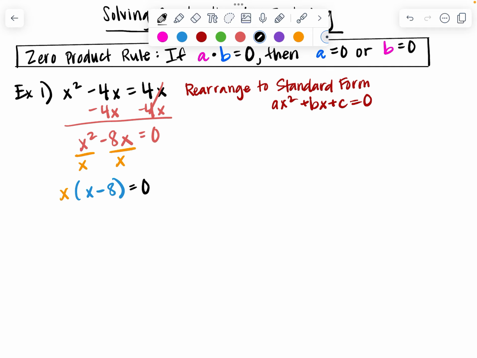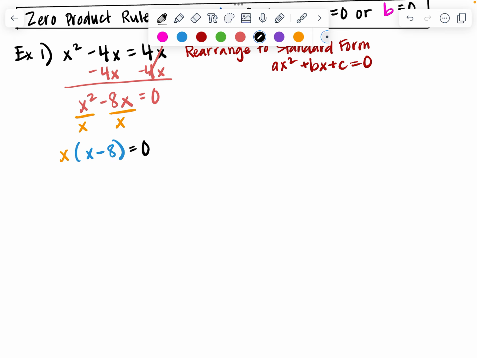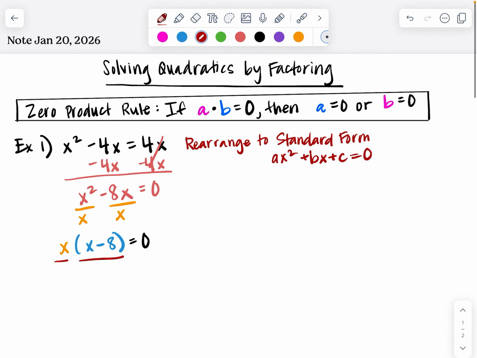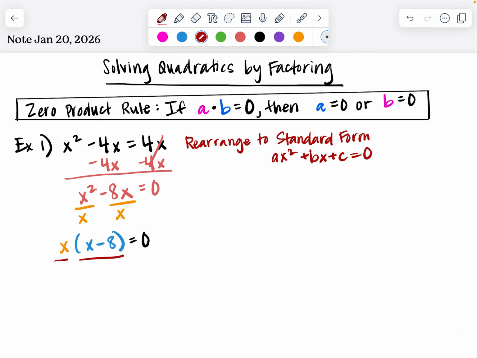So once it's fully factored, we're going to set each factor to 0 and solve it. So in this case, we have x as one factor and x minus 8 is the other factor. They're being multiplied. So we know that based on the zero product rule, if when we multiply those they equal 0, then one or the other must equal 0. So we're going to make those assumptions and then solve for x.